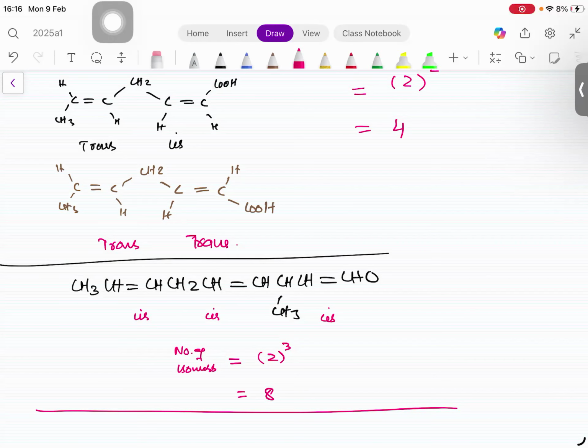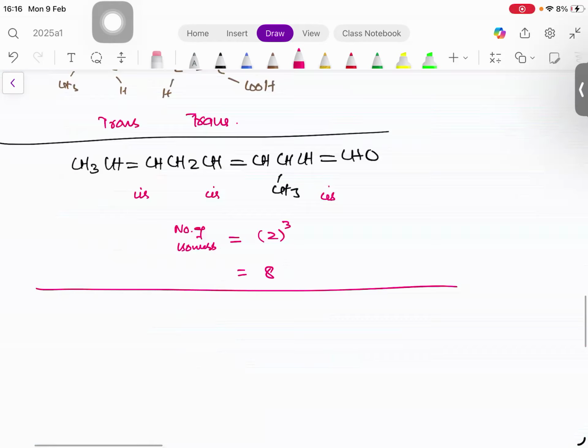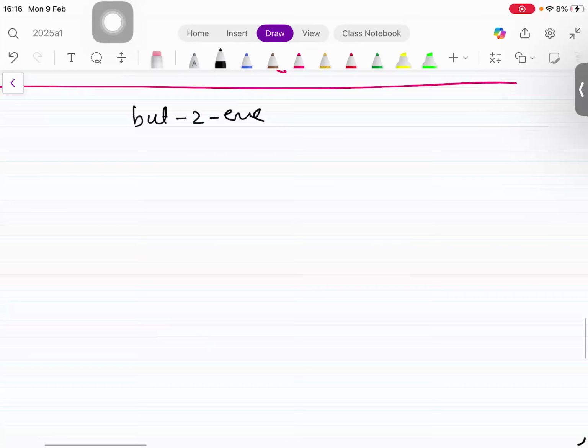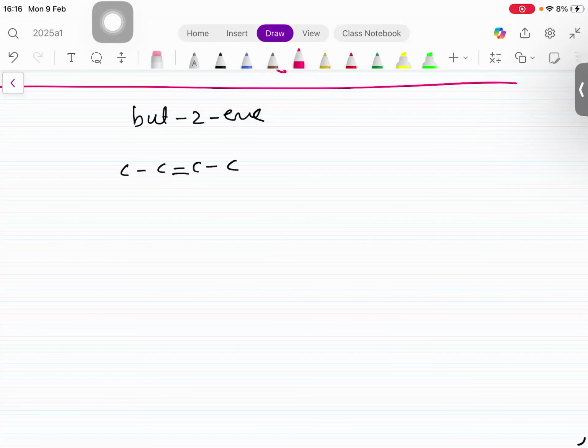Okay, so at times they also ask you to draw the cis-trans isomers in skeletal formula. Skeletal, right? For example, pay attention, everyone. If we have butene 1, 2, 3, 4, and they ask us to draw the skeletal structure of cis-trans, how would it look like?